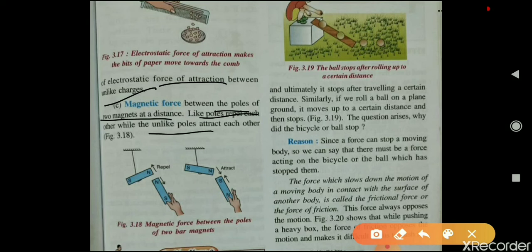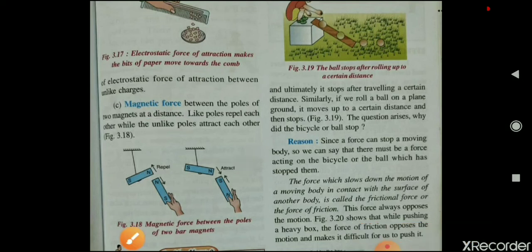If you suspend a magnet, and if you bring the same pole towards the pole of this magnet, suppose here you can see north pole is here, and if you bring the north pole of another magnet towards this suspended magnet, it will repel. Okay, and if you bring the opposite pole towards the pole of the suspended magnet, both the magnets will attract each other. Okay, so this is also an example of non-contact force, means actual contact is not needed.